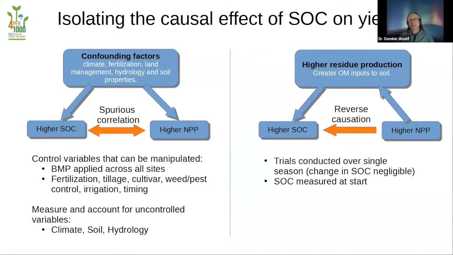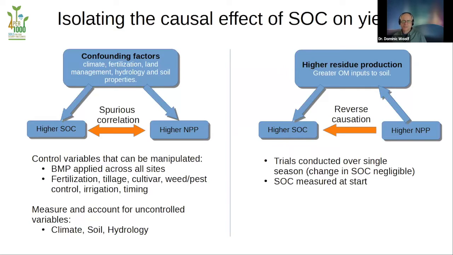And the other big issue, which has really stymied our ability to understand the causal effect in the past, is that the causality can actually go in both directions. We can also have a situation where if you have higher crop growth for whatever reason, that will lead to greater crop residue production, which leads to greater organic matter inputs to the soil, which then results in higher soil organic carbon levels. And again, this study allowed us to really tease out the direction of the causality to a large extent.